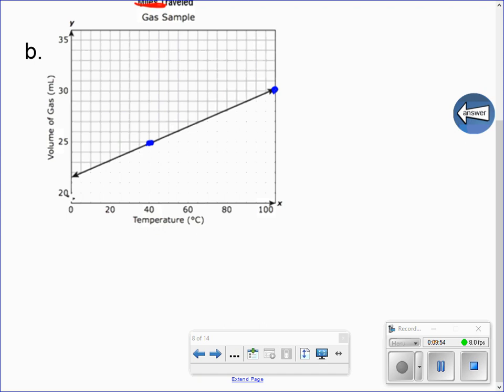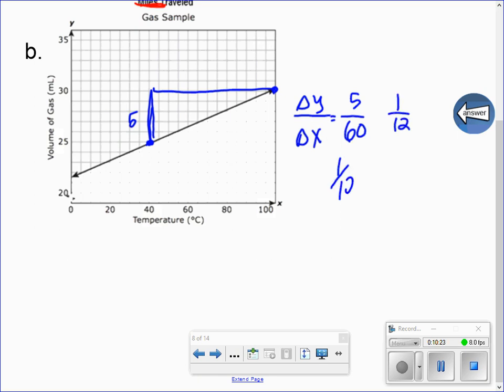Again, pick easy points to read because as you're climbing, as we're finding our change, I know from here I'm going from 25 to 30, so that would be an increase of 5. So my change in y would be positive 5. My change in x, I'm going from 40 and ending up at 100, so from 40 to 100, that would mean that my change in x is 60. And then I could simplify this to 1/12. So we're increasing 1/12 of a milliliter per degree Celsius. So again, keep those units in mind as you are finding your rate of change.